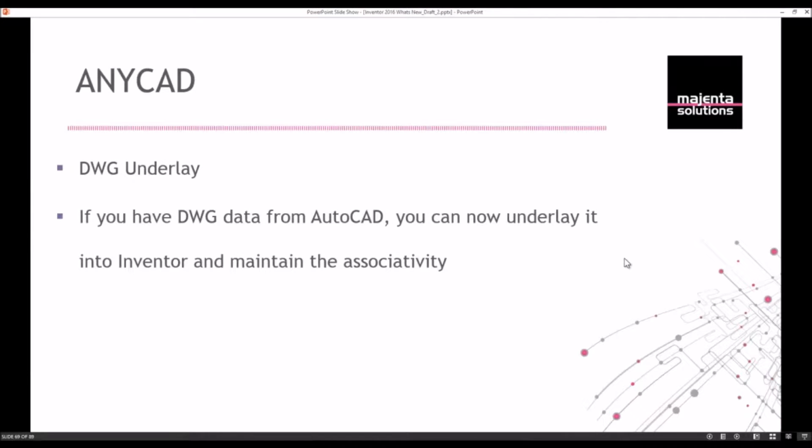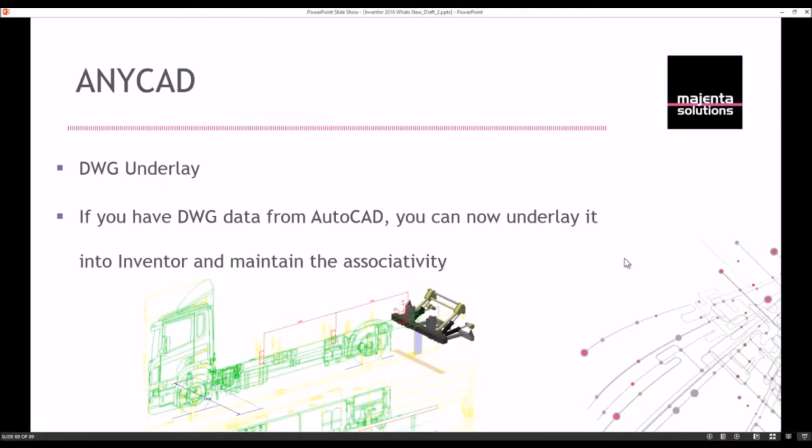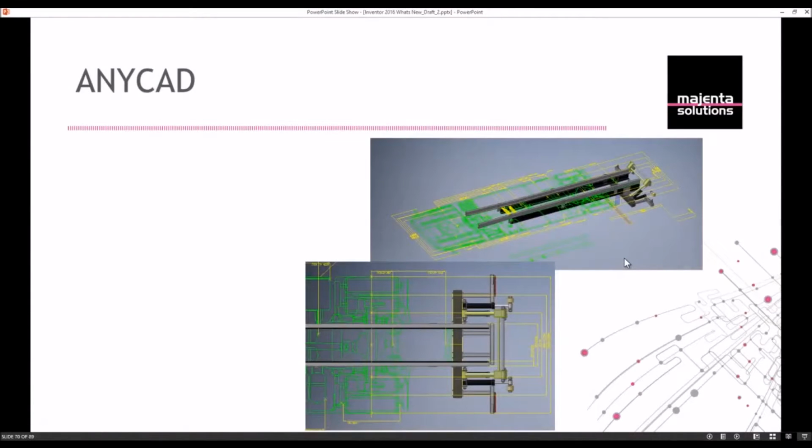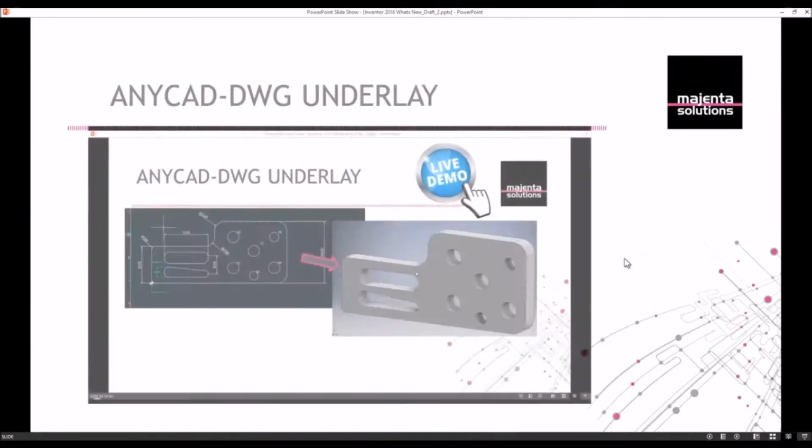So, I mentioned a moment ago with AnyCAD that it gives us the ability to work with AutoCAD data. So AnyCAD gives us the ability of what we're calling a DWG underlay. So if you have DWG data from AutoCAD, you can now underlay it into Inventor and maintain the associativity. So this is the really powerful aspect of this. So what AnyCAD enables me to do is have an associative update where I've got layer visibility control and I can suppress and break the link, turn it on and off as and how I want.